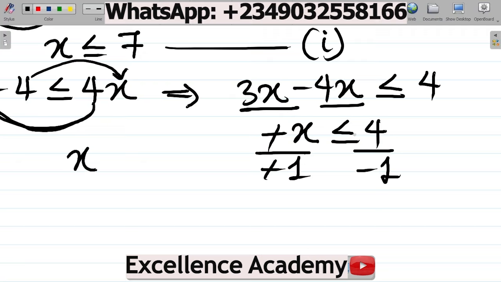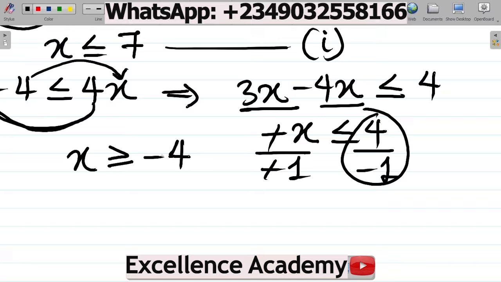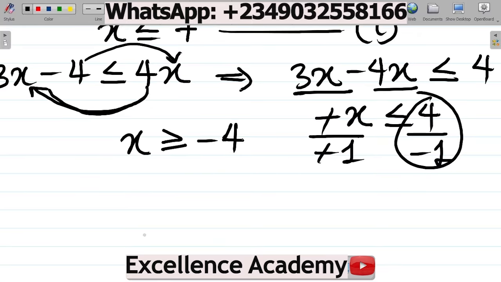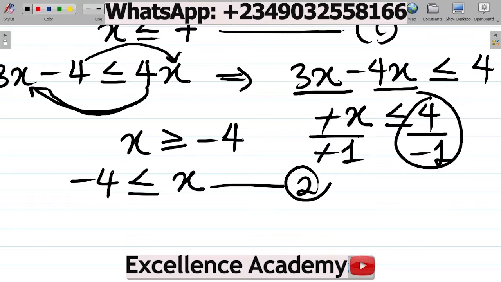Now, remember that in the concept of inequality, if you divide with a negative term, the sign changes to the opposite. That means this sign here will change to greater than or equal to. 4 divided by minus 1 gives you what there? Minus 4. All right, so 4 over minus 1 gives you minus 4. Now, if x is greater than or equal to minus 4, then minus 4 is less than or equal to x. We'll call this equation 2.